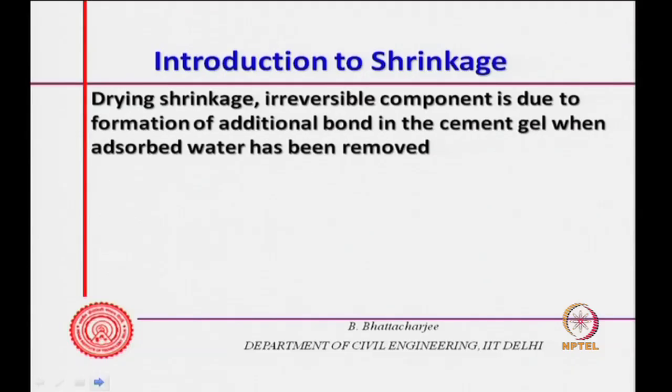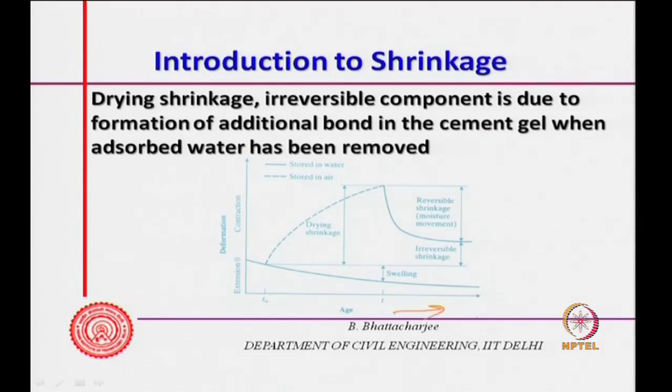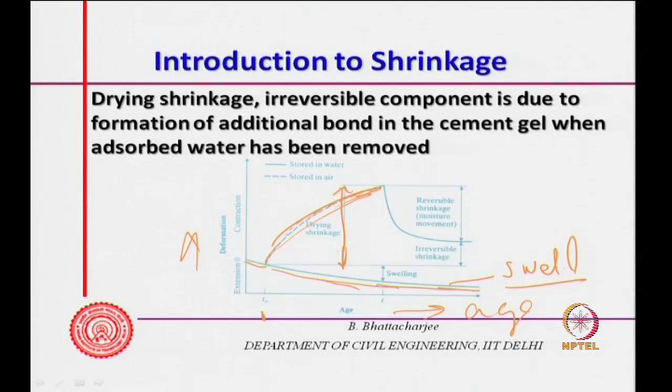Drying shrinkage, there can be some irreversible component in this. Let us see what drying shrinkage is. This is again the edge, and this side is deformation. So, this is your T0, and from this point you started drying. It is stored in air, and you will find the deformation increases, the specimen shrinks. While swelling, if you constantly keep it under water, it will swell actually. So, swelling would occur under constant water condition, while if you are drying, it will go somewhere there. So, this is the drying shrinkage, and then supposing you put it wet again, then it will come back.